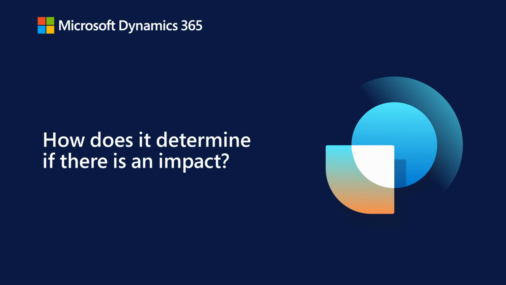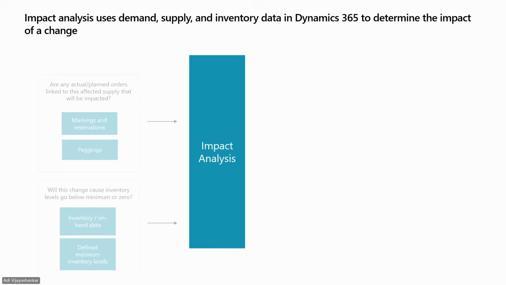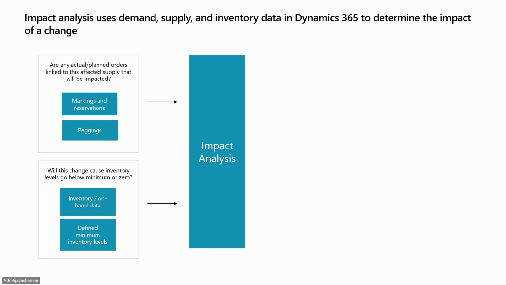Now let's look at how impact analysis actually works, or how it determines if there is impact or if there's no impact of a change. The impact analysis uses demand, supply, and inventory data that is available in Dynamics to determine if there is downstream impact. So the source of truth for impact analysis is the impacted orders and then the inventory projection. So we had the section on impacted orders and the section on the impacted inventory with the graph. So let's start with the impacted orders.